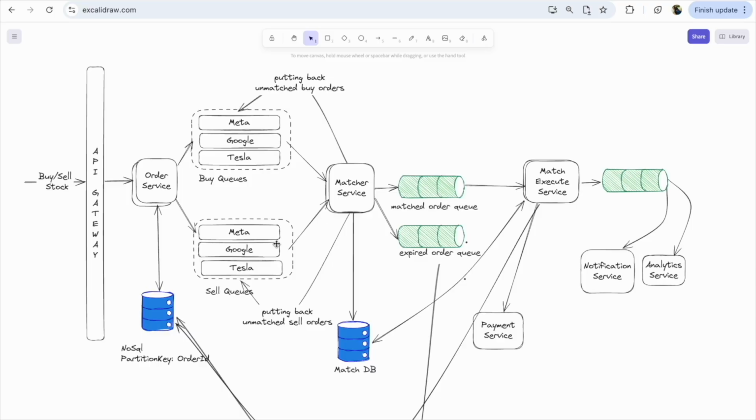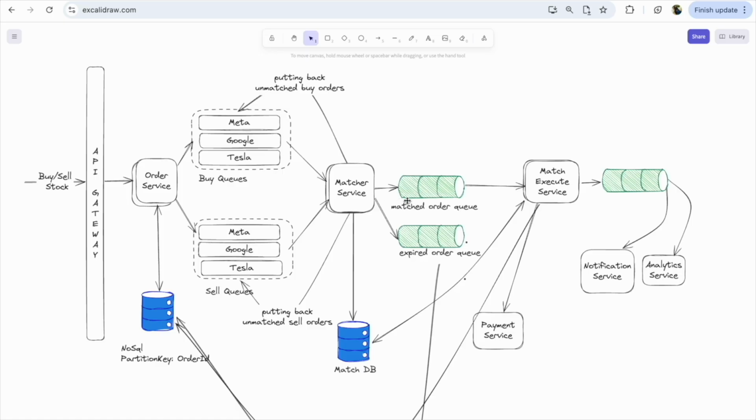So we can see that we can have separate matchers for separate stocks, or we can match it in a different way. One more thing we discussed in our requirements, where if an order is not getting matched, it has to be retried again, right? So if an order is not matched, the matcher service will put the order back in the queues again. If it is a buy order, the matcher service will put it in the respective buy queues. If it is a sell order, it will put it in the respective sell queues.